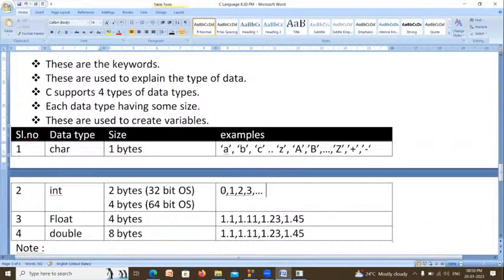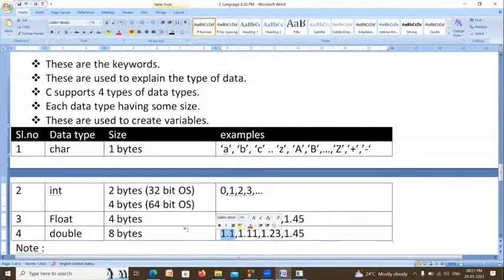Round numbers means 0, 1, 2, 3, 4, 5, 6, 7, 8, 9, 10, 11, 12, 13. The general numbers are called integers. The floating point numbers are like 1.1, 1.11, 1.23. These are called floating point numbers, called float. It has a decimal point in between the numbers. So 1.1 can sometimes be called float, and sometimes be called double.